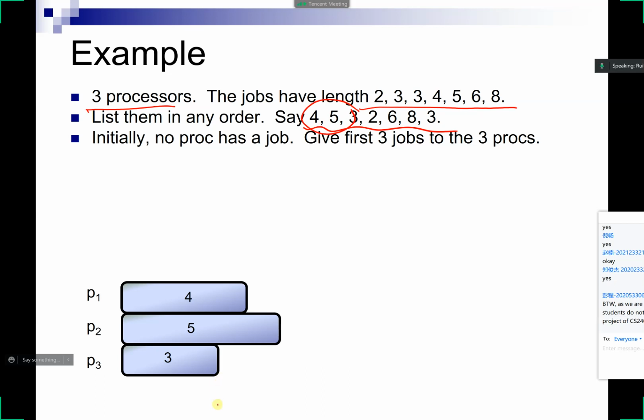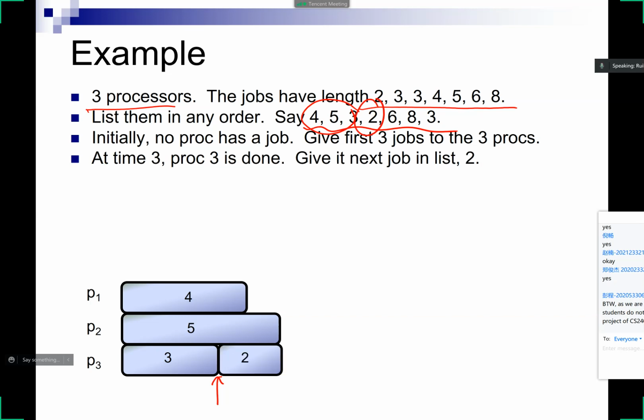Now, the first processor to become idle is this P3 here, right? Because it's only got a job of size 3, so it's going to finish at time 3. And as soon as it becomes idle, you give it the next unassigned job, so you give it 2. And then you keep waiting for the next processor to become idle.